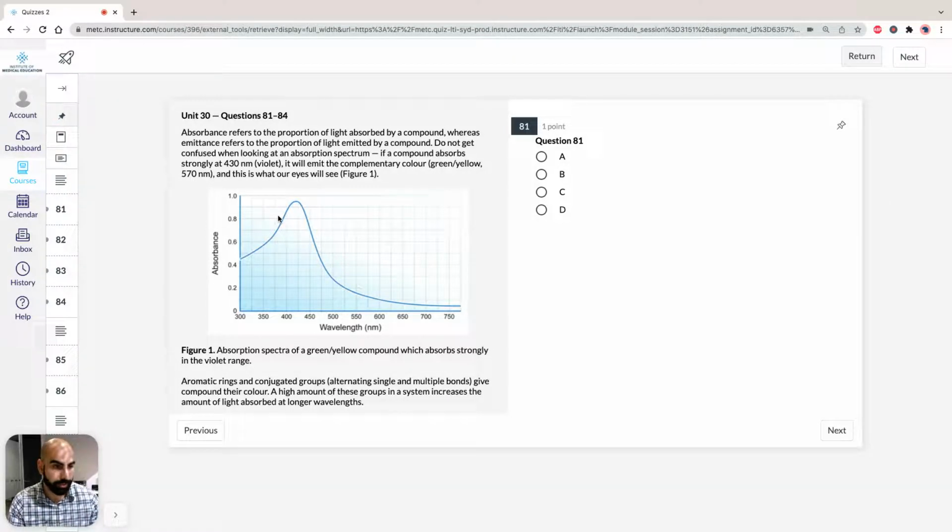So if we take a look here, I just took this from question 81. If we take a look at this absorption spectra, we've got absorbance on the y-axis and wavelength on the x-axis. You should already know that the visible spectrum is between, say, 300 to 750. On the upper end, we've got our red region, and on the lower end, we've got our violet region. The longer the wavelength, we're getting into the infrared range, the microwave range. The shorter the wavelength, we're getting into the UV, X-ray, and gamma ray range.